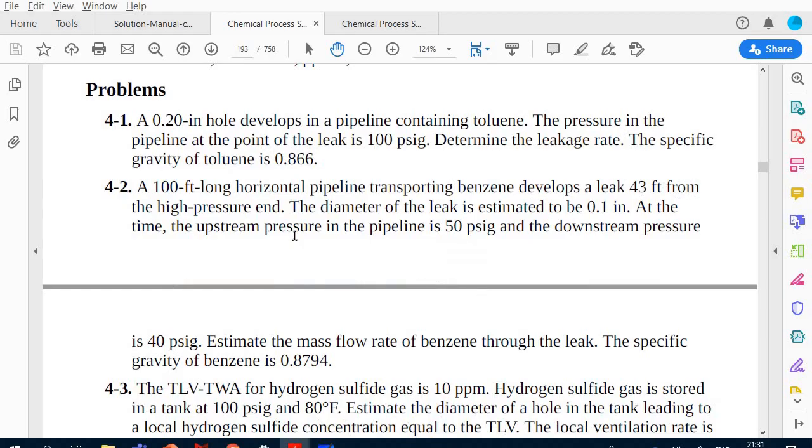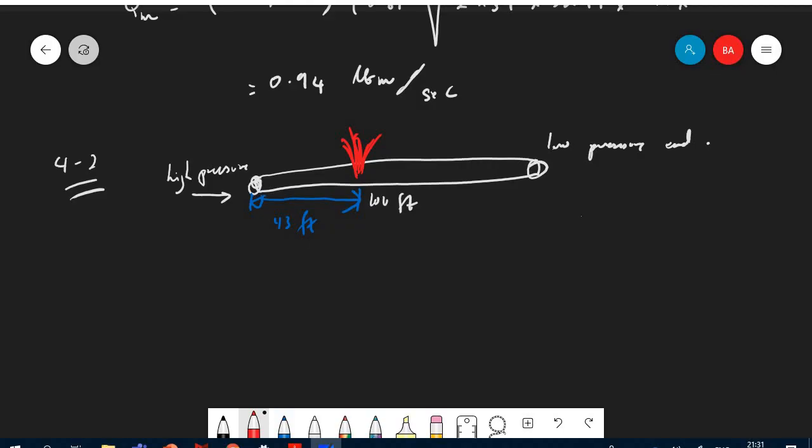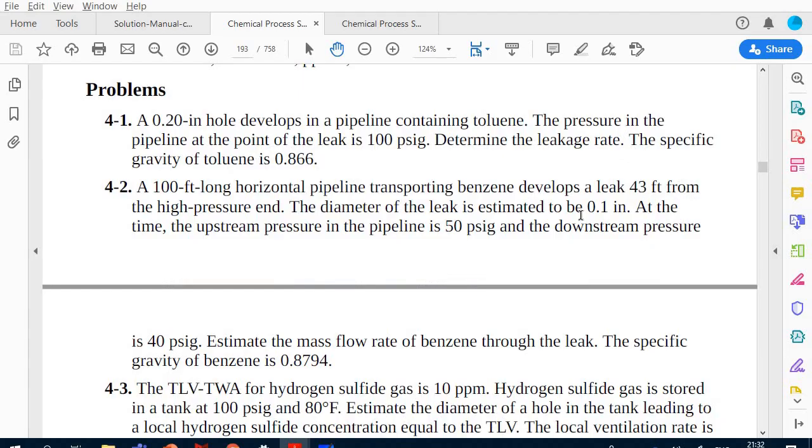The diameter of the leak is estimated to be 0.1 inch, so I'm saying that the leak here is 0.1 inch. At the time, the upstream pressure in the pipeline is 50 psig and the downstream is 40.